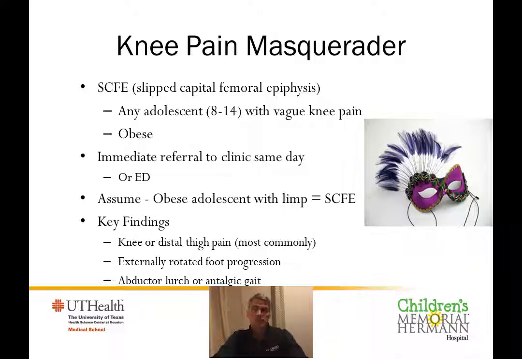So an assumption would be, and you're noticing a common theme with all the hip injuries, is limping. So any obese adolescent with a limp, particularly complaining of knee pain, is a SCFE, or slipped capital femoral epiphysis, until you prove it otherwise. The key findings really are knee or distal, so lower thigh pain, particularly the kind they can't put a finger on. And when you watch them walk, they'll start to turn their foot outward, and they'll even have a lurching or an antalgic gait.